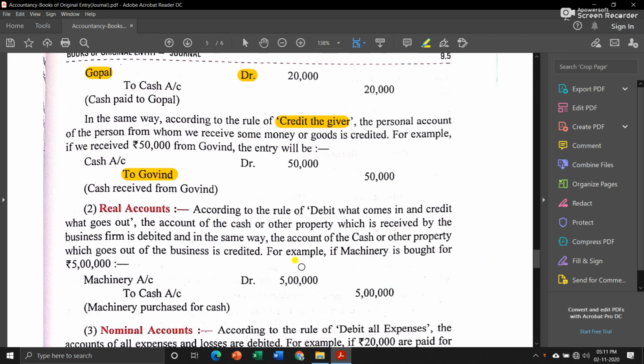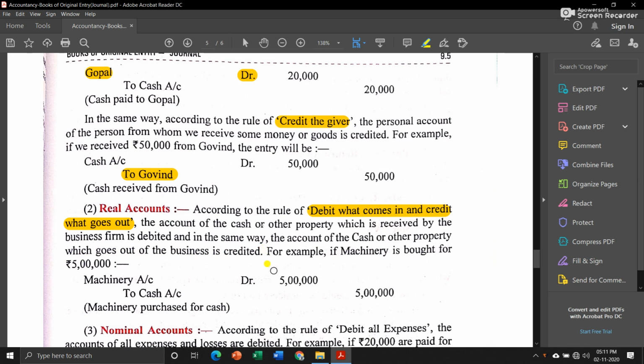Now let us see real accounts rule. According to the rule of debit what comes in and credit what goes out, the account of the cash or other property which is received by the business firm is debited, and in the same way the account of the cash or other property which goes out of the business is credited. Now let us take one example.